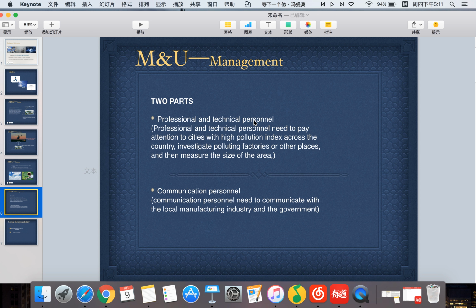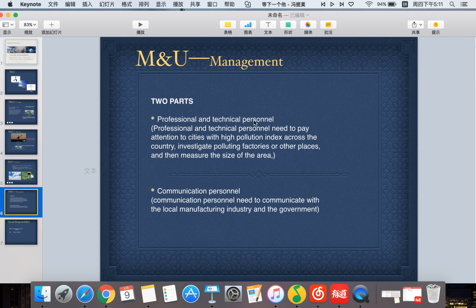So for my company, the management is mainly divided into professional and technical personnel and communication personnel. These two parts are important to my company. Professional and technical personnel need to pay more attention to the cities with higher pollution across the country. Maybe, for example, in Beijing or Shanghai, they investigate polluting factories or other places, and then measure the size of the area and the size of the molecular selective membrane according to the pollution situation.